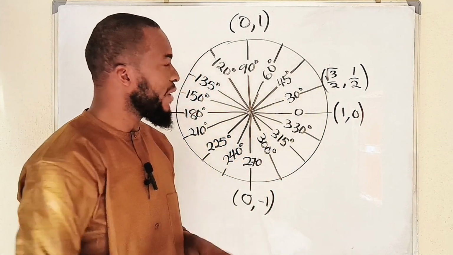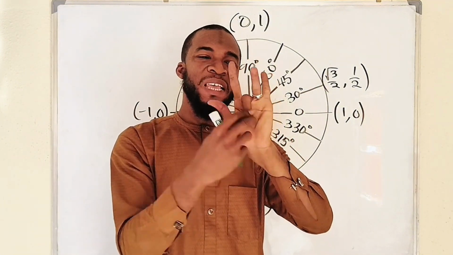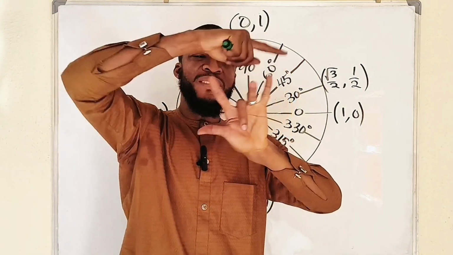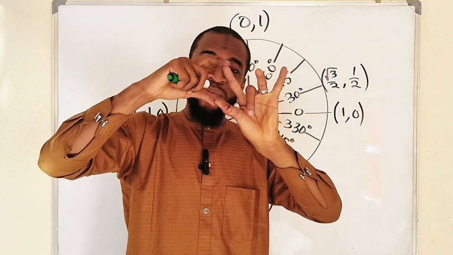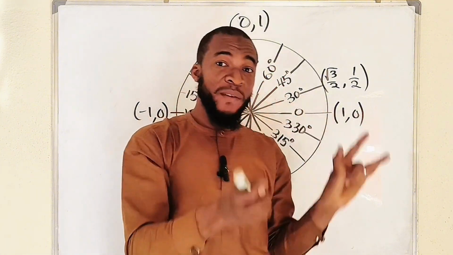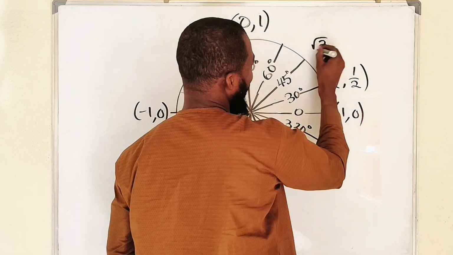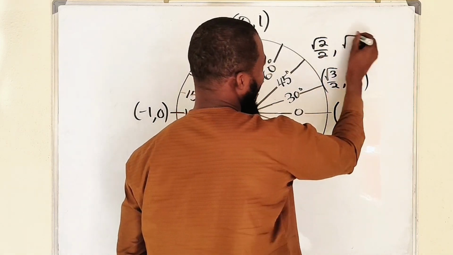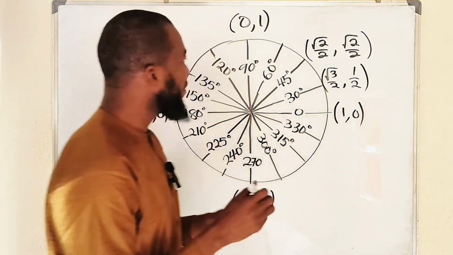What about 45? 0, 30, 45 is halfway. You see, either by going this side or this side, you have two fingers left. So for cosine, it will be square root of 2 divided by 2. For sine, it will be square root of 2 divided by 2, the same values. So under 45, we have square root of 2 divided by 2, likewise for sine, square root of 2 divided by 2. What about 60 degrees?